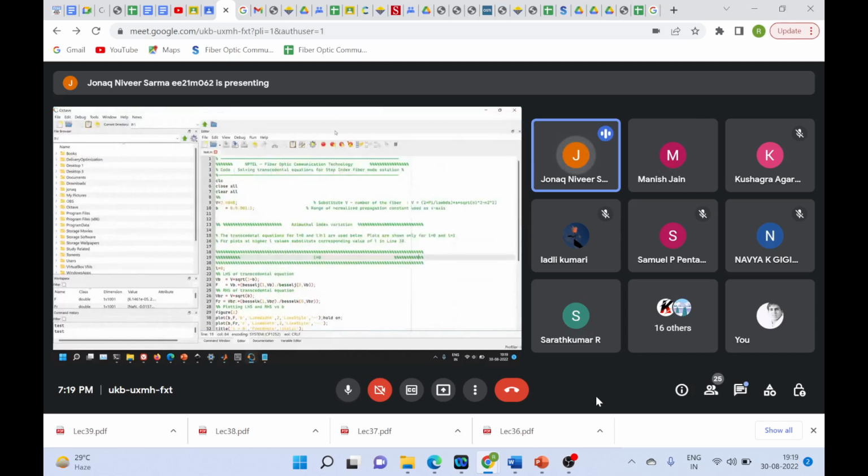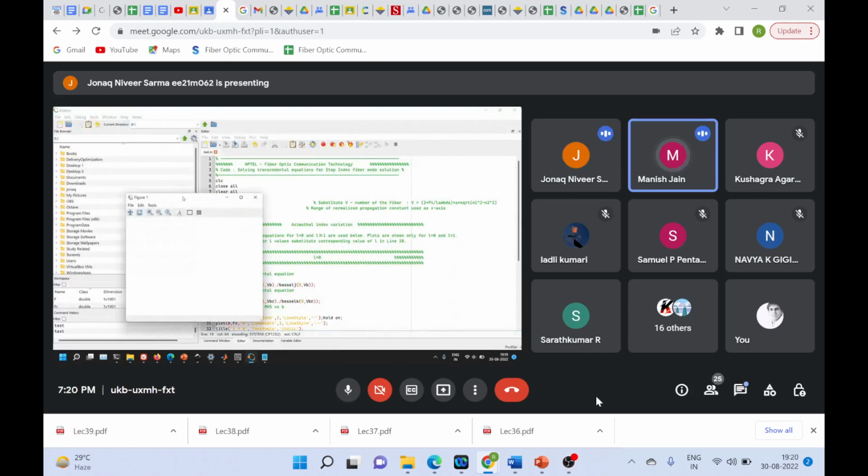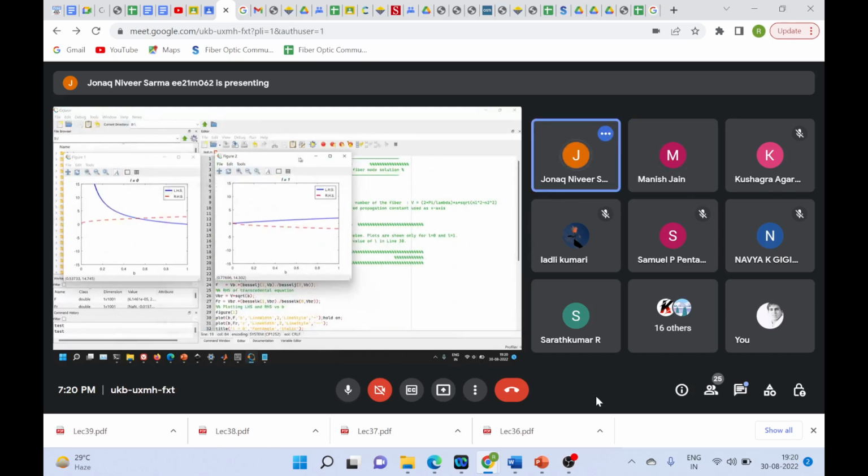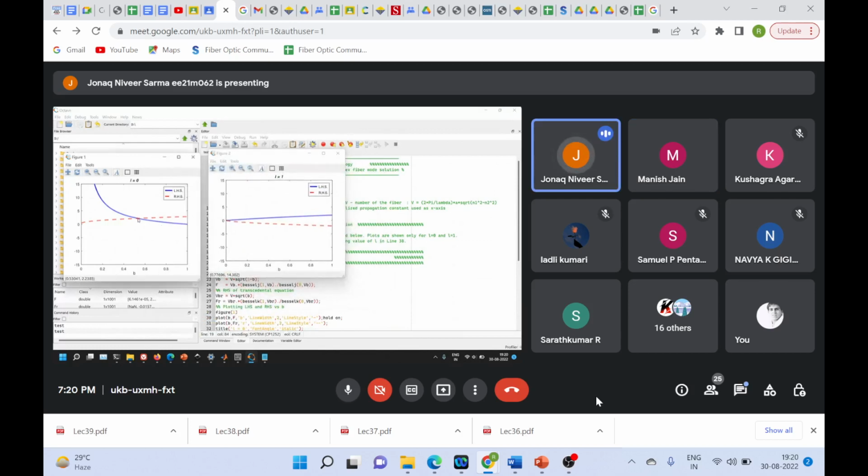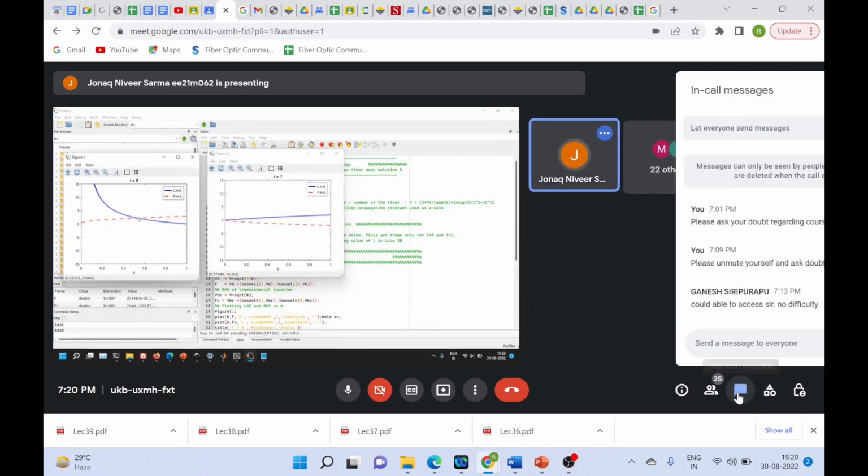That same file I'm running in Octave, it will produce the same things. So you're asked, what is this intersection point? That's all.